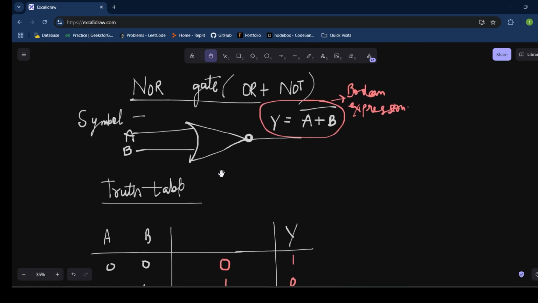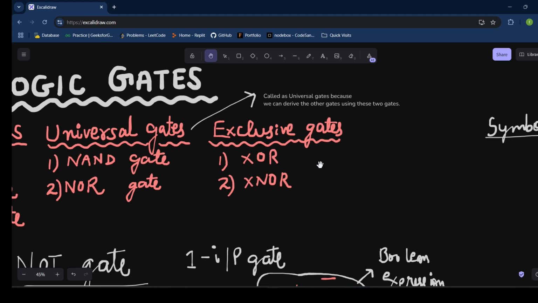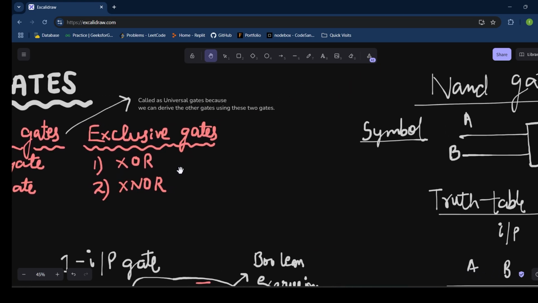Now let's move on to our next gate, that are the exclusive gates like XOR and XNOR. Now why do we call these as exclusive gates? Because their output depends on exclusive comparison of inputs. What do you mean by exclusive comparisons? It means for XOR, output will be only one when both the inputs will be different. And for XNOR, the output will be one only when both the inputs are same.